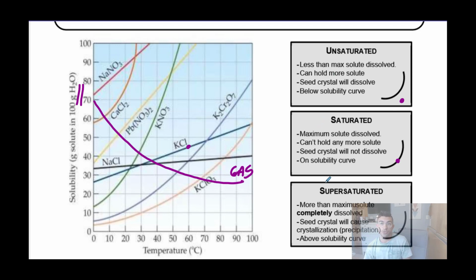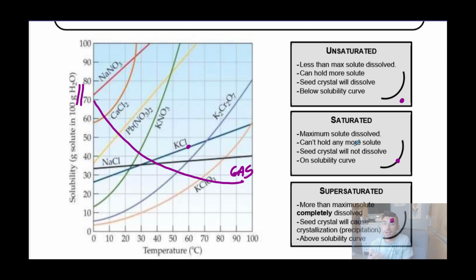Then supersaturated, a special condition. These solutions have more than the maximum amount dissolved. These would be above the curve. A seed crystal will cause precipitation or crystallization because these solutions are super unstable. That extra solute that's dissolved does not really want to be there. We can only create a supersaturated solution by heating up the solvent to dissolve more and then slowly cooling it down, and hopefully some extra stays in there.